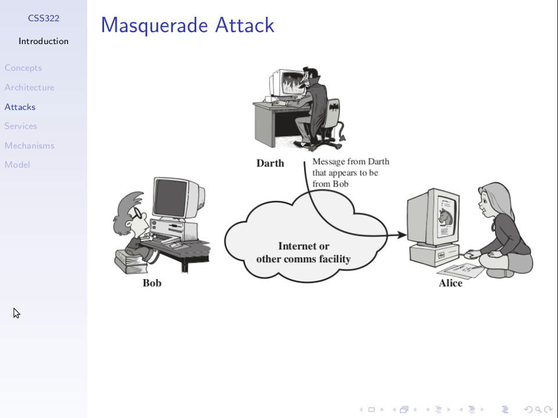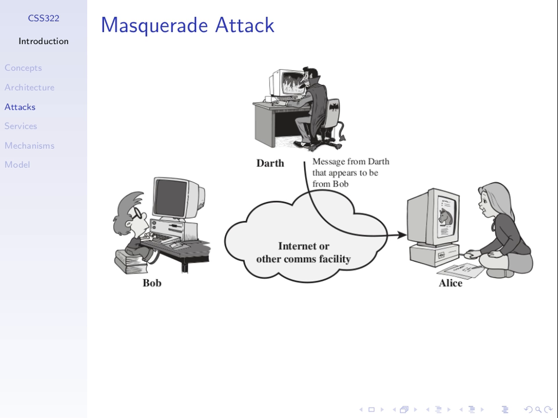Now let's look at 4 active attacks. First, the masquerade attack. Masquerade means to pretend to be something else. So here we have Alice. Alice is the financial officer for an organisation, for SIT. She determines how much you get paid and so on.